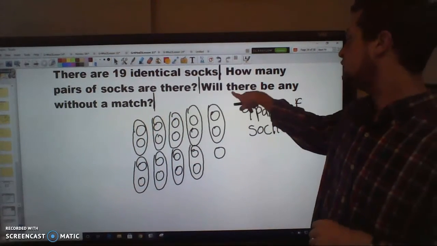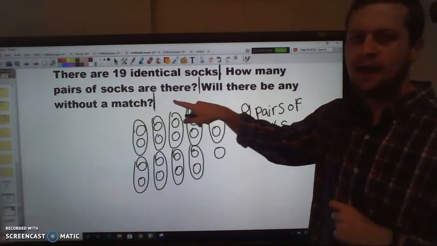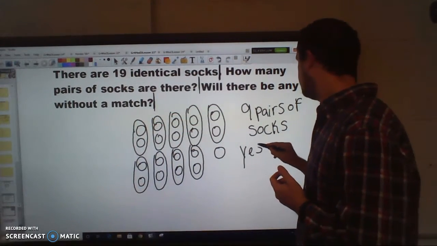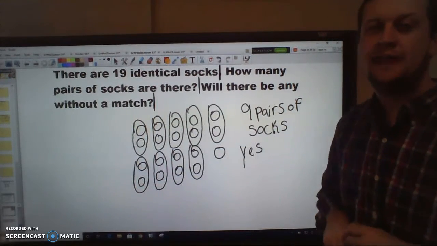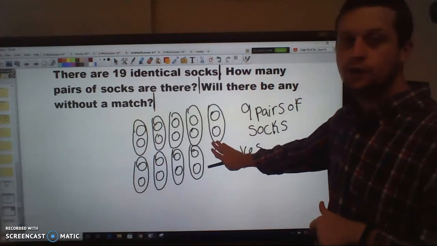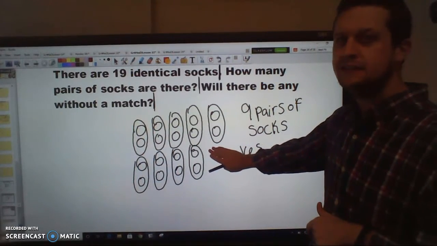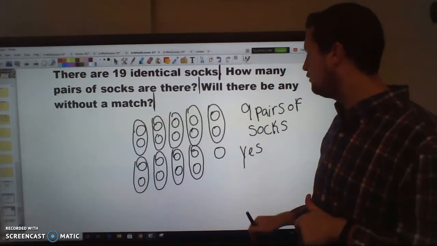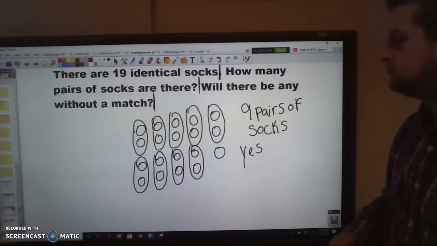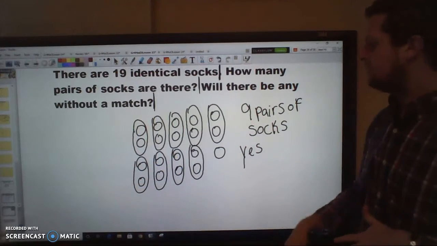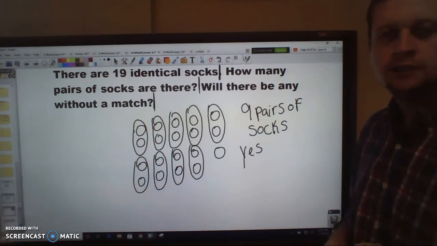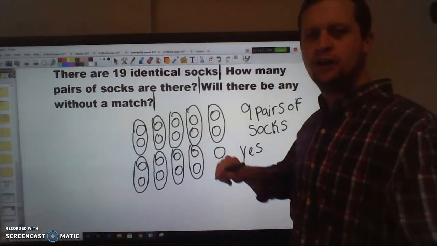So, for that next question, will there be any without a match? Yes. There is 1 without a match. Okay? So we would have to either get rid of it for there to be exactly 9 pairs, or find that other sock to make another pair, which would have been 10 pairs of socks. But yes, we are without a match. Okay? Old dryer monster. Got it. Let's take a look at our next word problem.